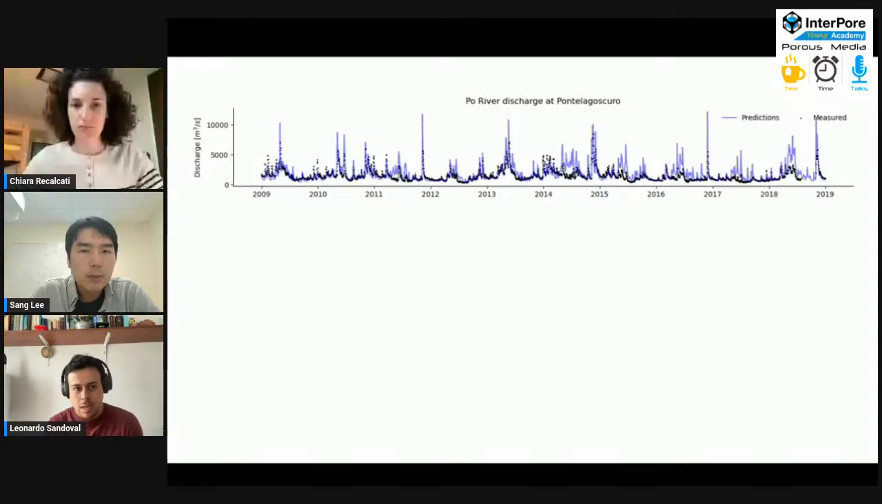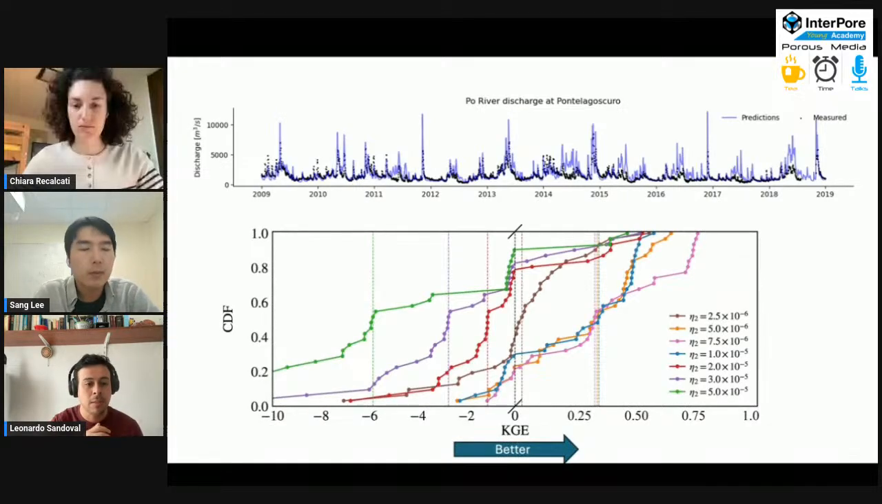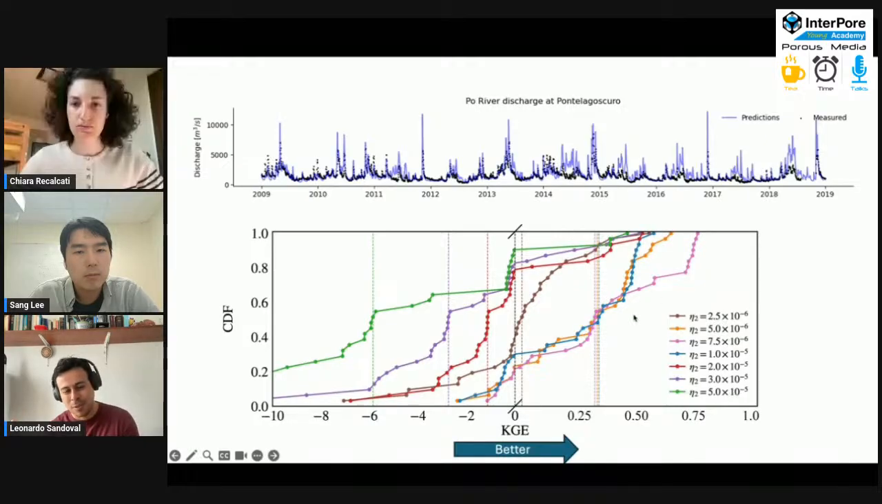so this can be improved. And the strategy that we followed to calibrate this model was to basically run several simulations with different values of the Manning coefficients and compute an error metric for each station and for each value of the Manning coefficient. Then we constructed a cumulative distribution function of the KGE metric, the Kling-Gupta efficiency metric, and basically identify which was the optimal value of the Manning coefficient from this figure here. Basically, in this figure, a line that is more to the right of the figure is better.